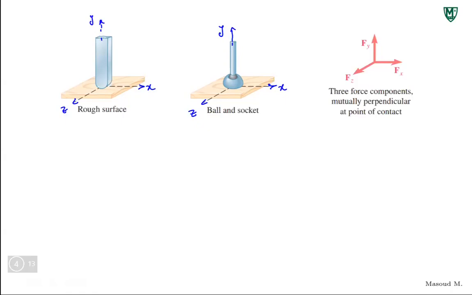Now, we said a support in a structure prevents a specific type of motion, and now we're going through that. This rough surface prevents the structure from moving in 3 directions. Ball and socket support prevents the structure from moving in 3 specific directions, but it doesn't prevent the rotation. Same story about the rough surface. It doesn't prevent the rotation. So you still are able to rotate.